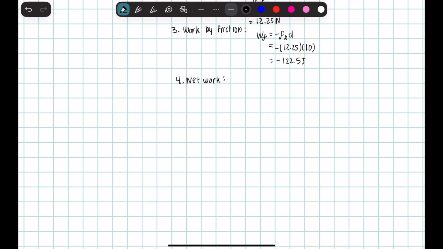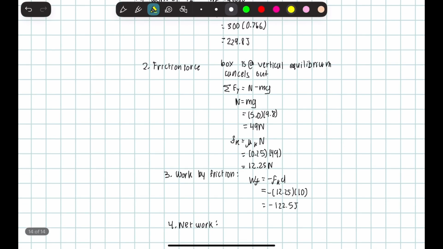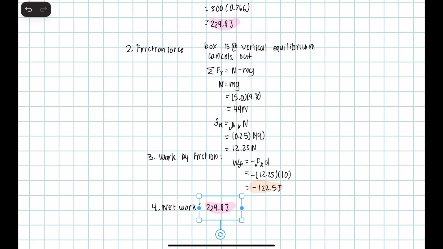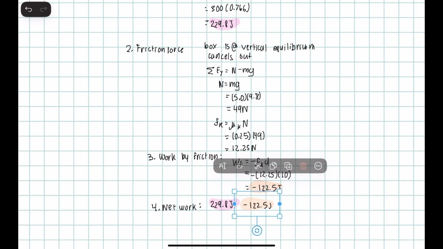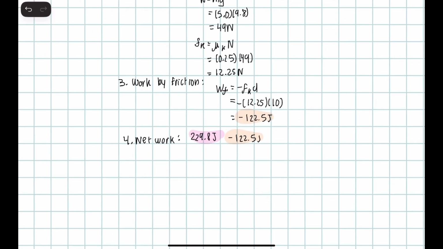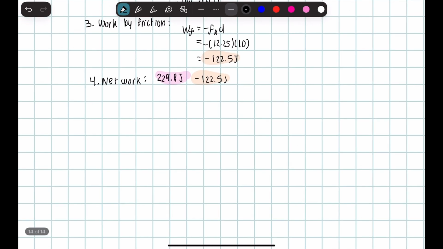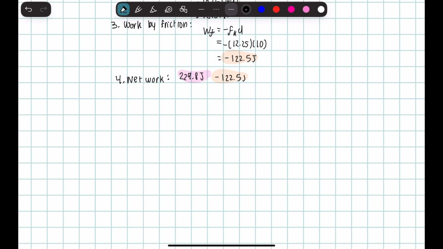Now we had to find the net work. We take the work we found up here and subtract this from it. So this minus, we have the work done by F_A minus the work done by friction, and you subtract because friction's work is negative. Work won't always be positive, but we can just do it that way. That's going to be work net is equal to 107.3 joules.